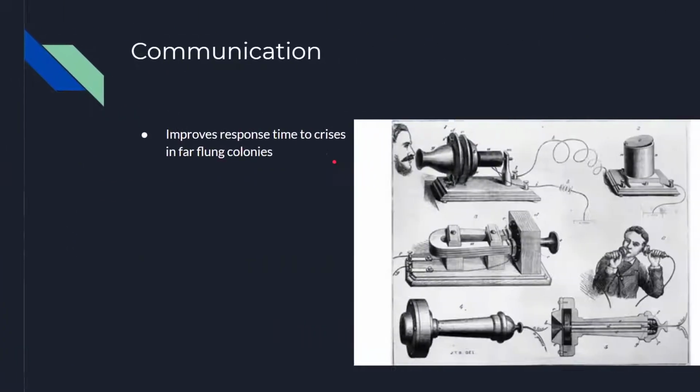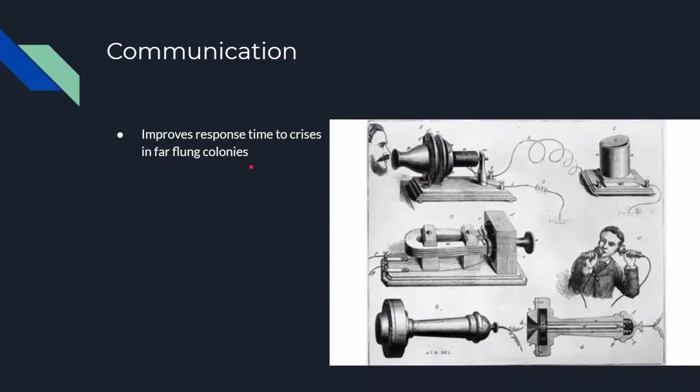Well, there are several factors. One was communication. Improvements in technology through the Industrial Revolution improved their communication, such as the telephone or the telegraph. Now, how does communication improve their control over countries? Well, it improves response time in crises in these far-flung countries.